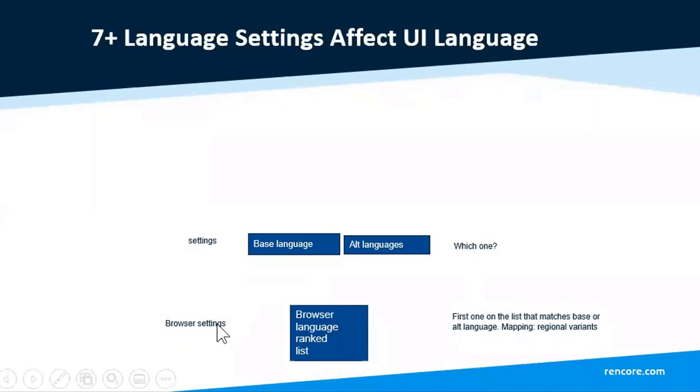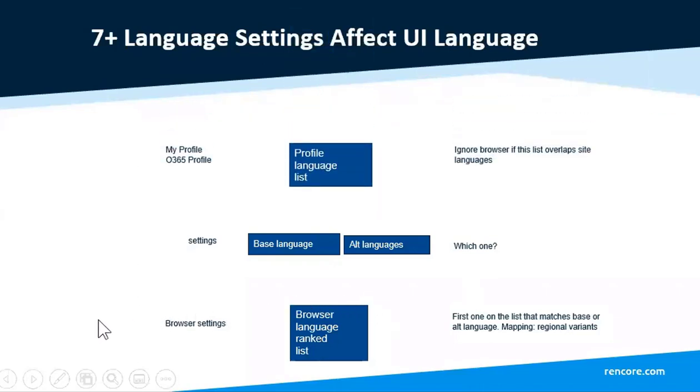Well, let's start with browser settings. So every browser has a ranked list of language preferences. Your first language, second, third, and so forth. So SharePoint will go through the list of languages in your browser, all other things being equal. Pick one that matches one of the base or alternate languages, set the language to that. All other things being equal, other things are hardly ever equal.